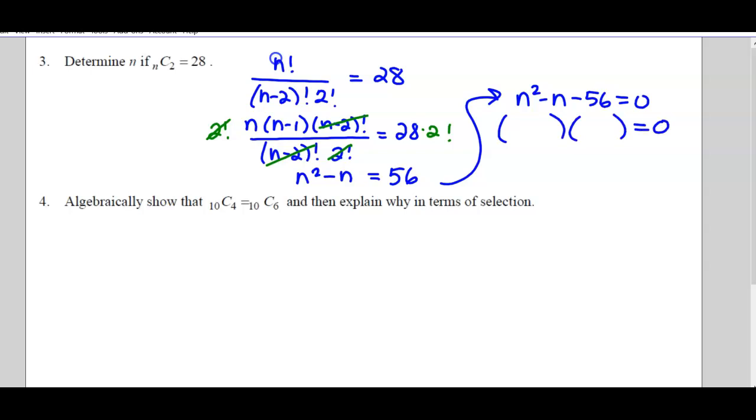Remember, n has to be a natural number, so you get a negative.